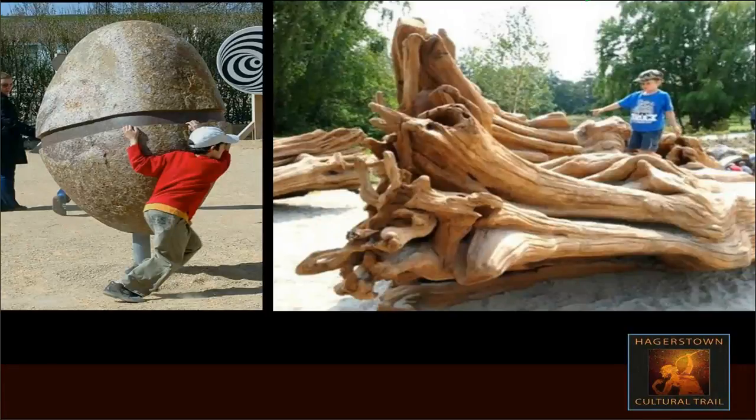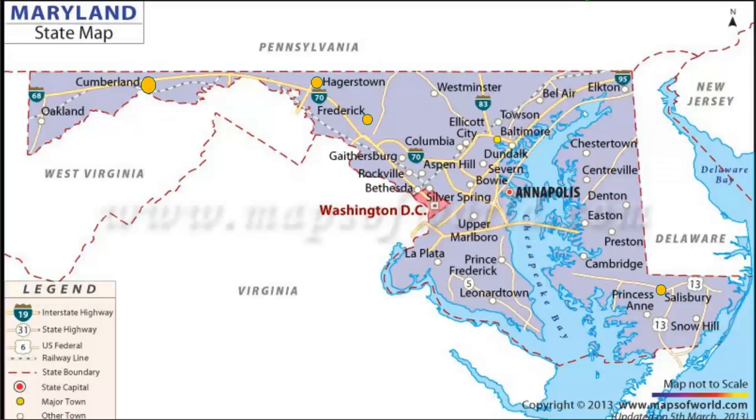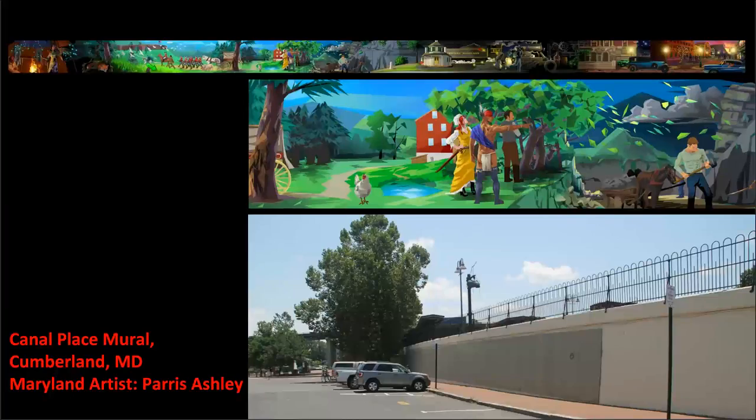Here is an example of what could be possible for the sculptural area. Here it's made of natural wood. This, again, is sited somewhere else. And I'm going to jump from Hagerstown out to Cumberland in western Maryland.